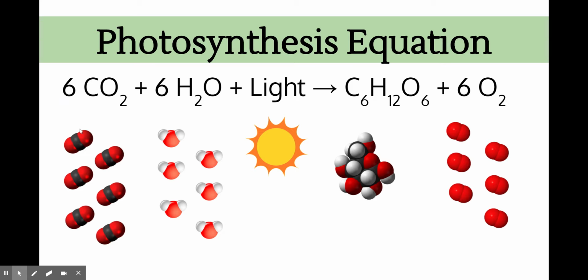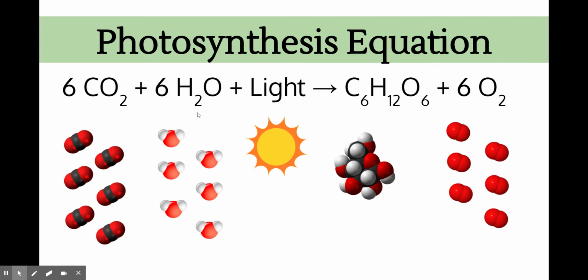Specifically, it takes 6 molecules of CO2, or carbon dioxide, plus 6 molecules of H2O, or water, and a bunch of sunlight to make a single molecule of glucose. That's what this C6H12O6 thing is. That's glucose. And as a waste product, it makes 6 O2 molecules.